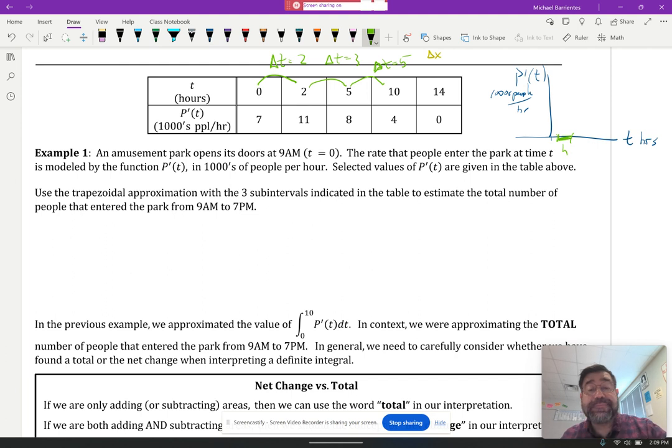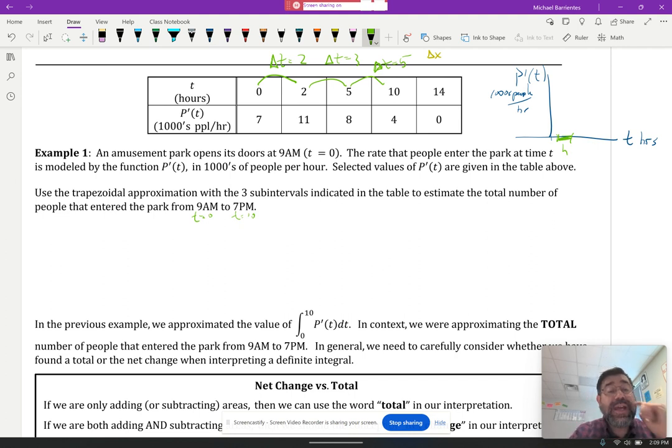And I'm stopping there. Why am I not using the 14? Because specifically they said to only worry about estimating the number of people that entered from 9 a.m., which would be time 0, to 7 p.m., which would be time 10. And so that's the only thing I need.